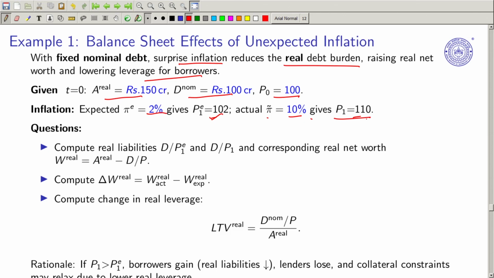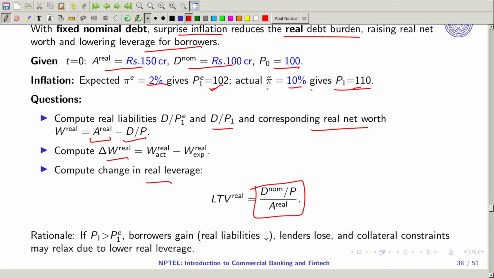We have done that. The question is to compute real liabilities, D upon P1E and D upon P1, and the corresponding real net worth, which is nothing but real assets minus the real debt. Then compute the change in wealth and compute the real leverage. Real leverage is the loan to value that you get, right. So what is the rationale here? If P1 is greater than P1E, the borrower gains, liability decreases. Lenders lose, and collateral constraints also relax due to lower leverage. So this is what it implies.